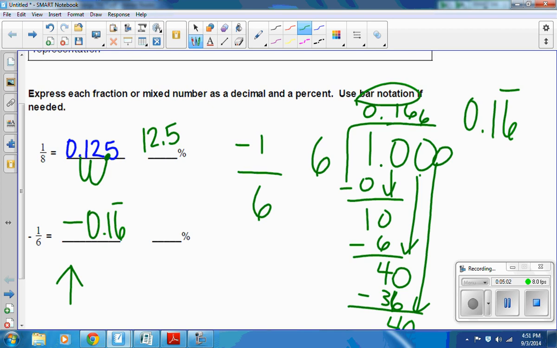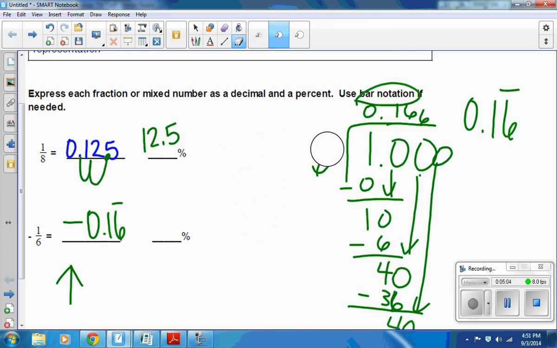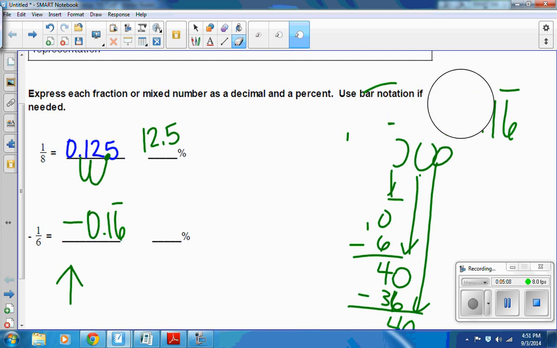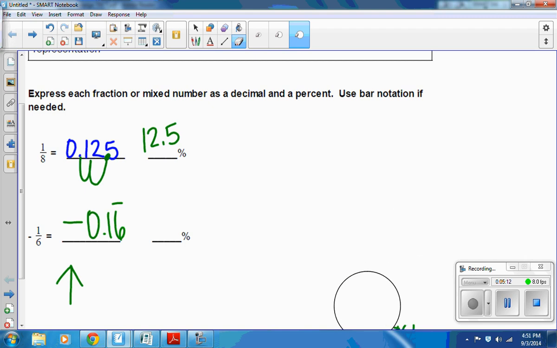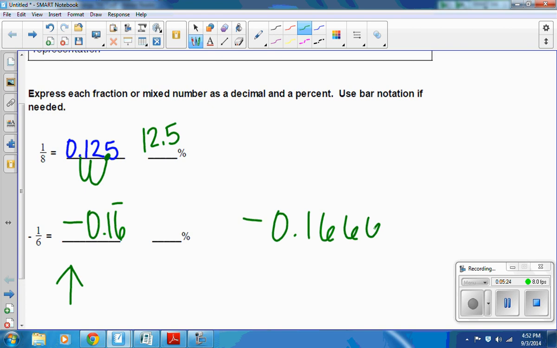Now, let's go from decimal to percent. Once again, we're going to move the decimal 2 times to the right, and you may say to yourself, but I don't know what to do. Well, I told you that the 6 is repeating, so that really means that we have negative 0.1666666, keeps going on and on forever. We're going to move that decimal 2 times to the right and pop it in right there.